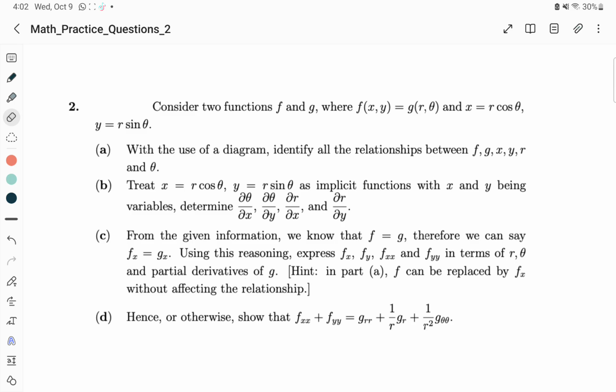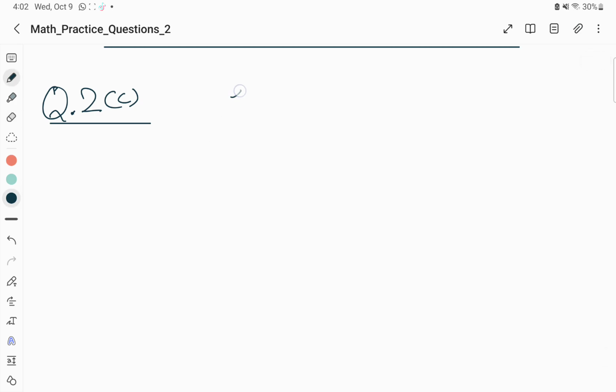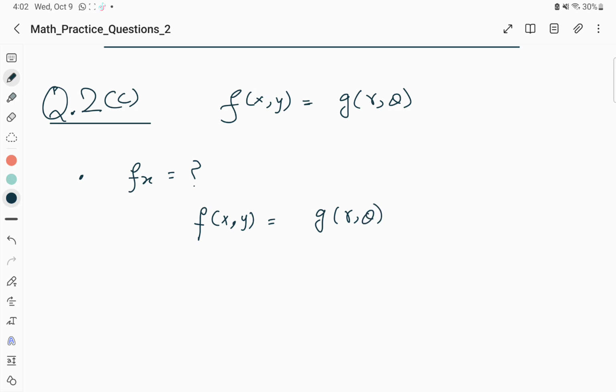Okay, let's solve them. So we are given that f(x, y) is equal to g(r, theta), and we are looking for f_x, f_y, f_xx, f_yy. So let's find them. I start by finding f_x, which means the partial derivative of f with respect to x. That's what we are looking for. Okay, so I start by writing the given expression for f(x, y). We are given f(x, y) is equal to g(r, theta).